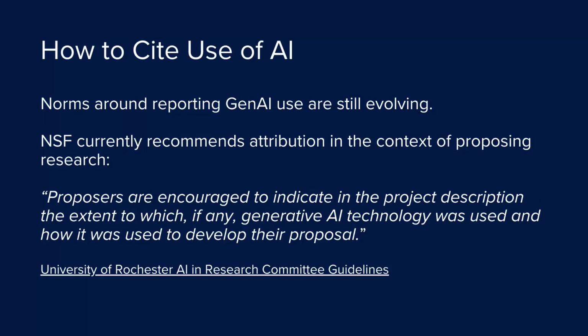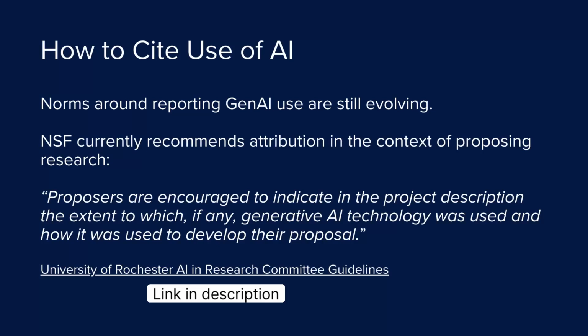In terms of citing, if we are using AI, some things I want you to be aware of in terms of how to cite it and being transparent about its use. There are some norms around reporting generative AI that are still evolving. So again, you want to check with your university on that. I will say that the NSF and also the NIH currently recommend attribution in the context of proposing research. And at the University of Rochester, we have a policy on that.